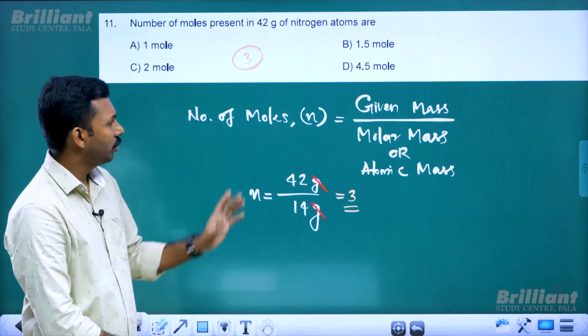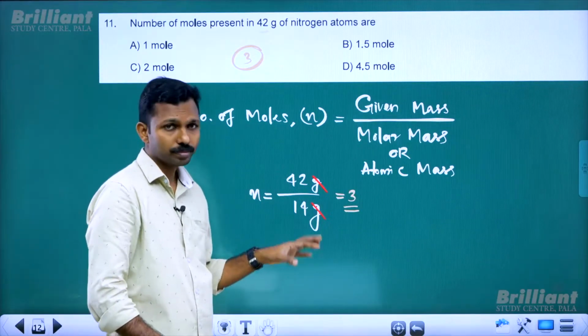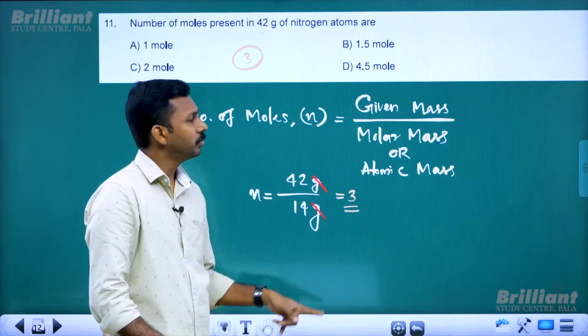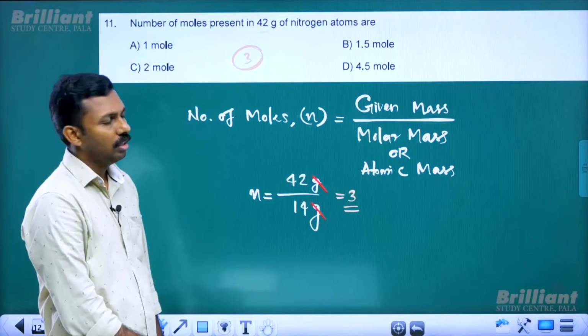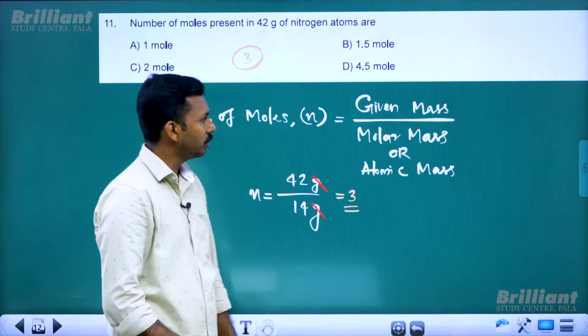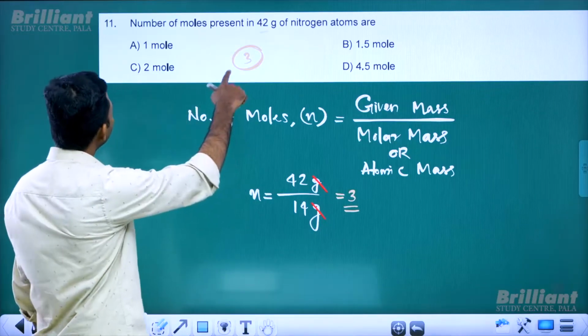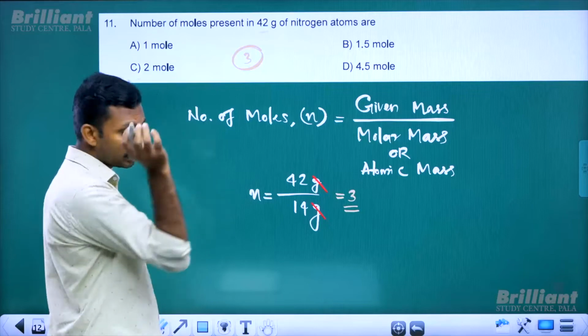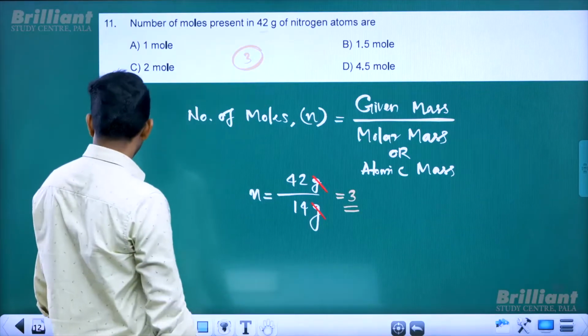The important thing is you should be aware of how to solve such problems. You can use this equation, which was already discussed in the theory portions, right? So, the answer will be 3 for the 11th question. Not option 3, the answer will be 3 mole, right?